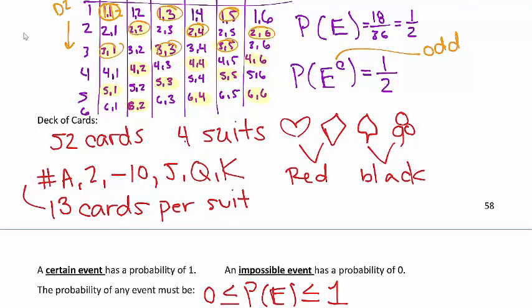Things you also need to know: in a deck of cards, there are 52 cards, 4 suits, half of which are red, half of which are black. There are aces, 2 through 10, jacks, queens, and kings. That's 13 cards per suit. So 13 hearts, 13 diamonds, 13 spades, and 13 clubs. If you haven't memorized that, you're going to want to memorize it between now and the final.